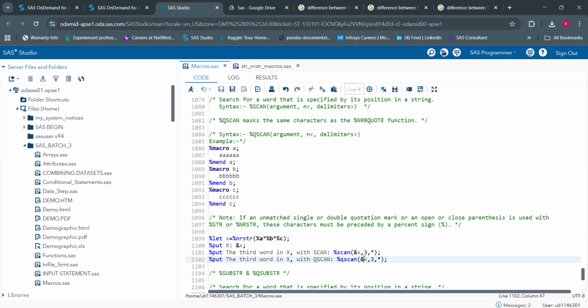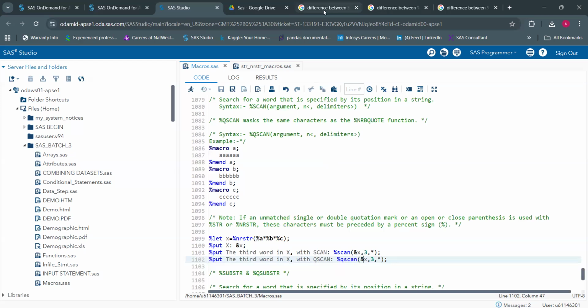Sometimes we happen to use these ampersands and percentages as symbols in our data, but in macros those are considered macro symbols, and at that instance they are treated as values to be resolved. SAS will try to resolve them, but in the original scenario they don't have any value. They are just symbols, but SAS tries to resolve them, so in those cases we get errors because they don't have any values. Got it, ma'am?